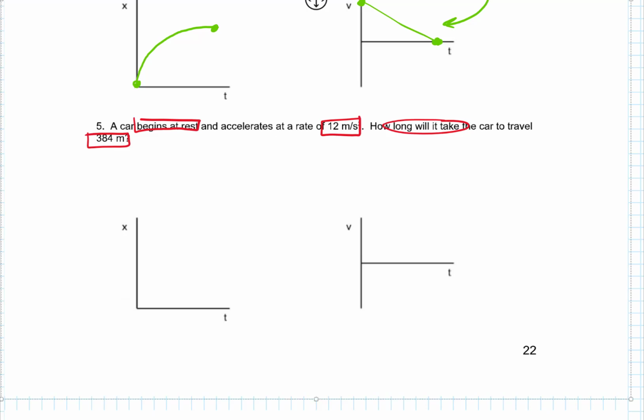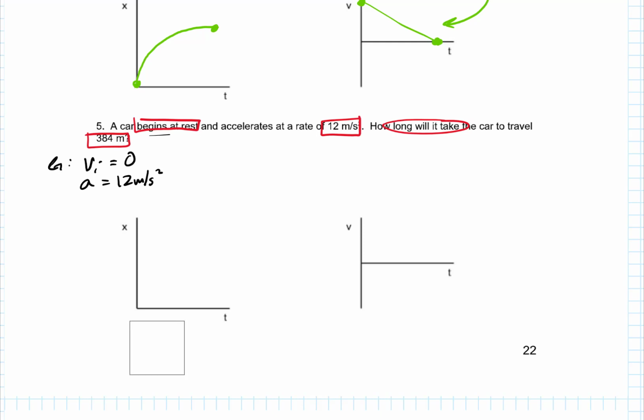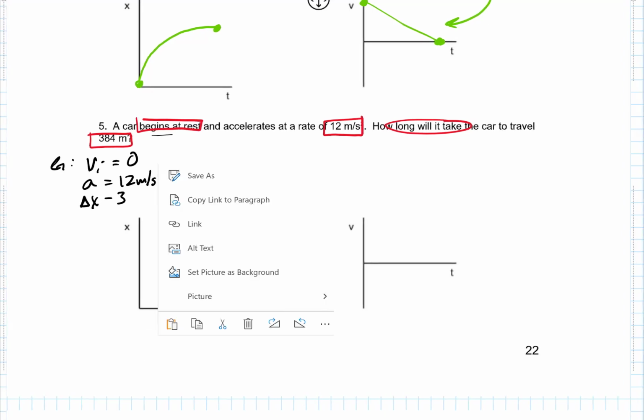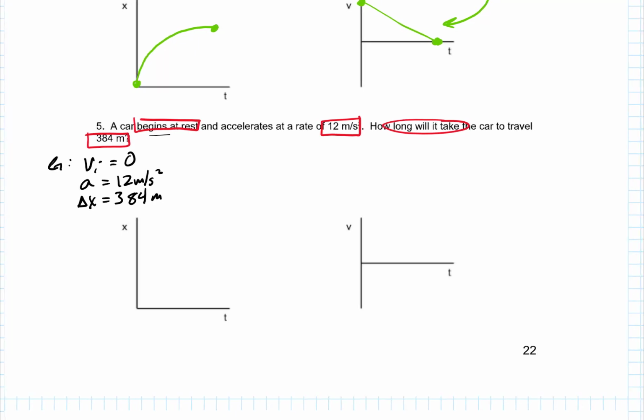So, for my givens, the initial velocity is 0 because we begin at rest. The final velocity we don't have, so I don't need to write that down. The acceleration is 12 meters per second squared. The displacement is 384 meters. And my unknown is the time. So I have to find an equation that has all of those things in it and nothing else.